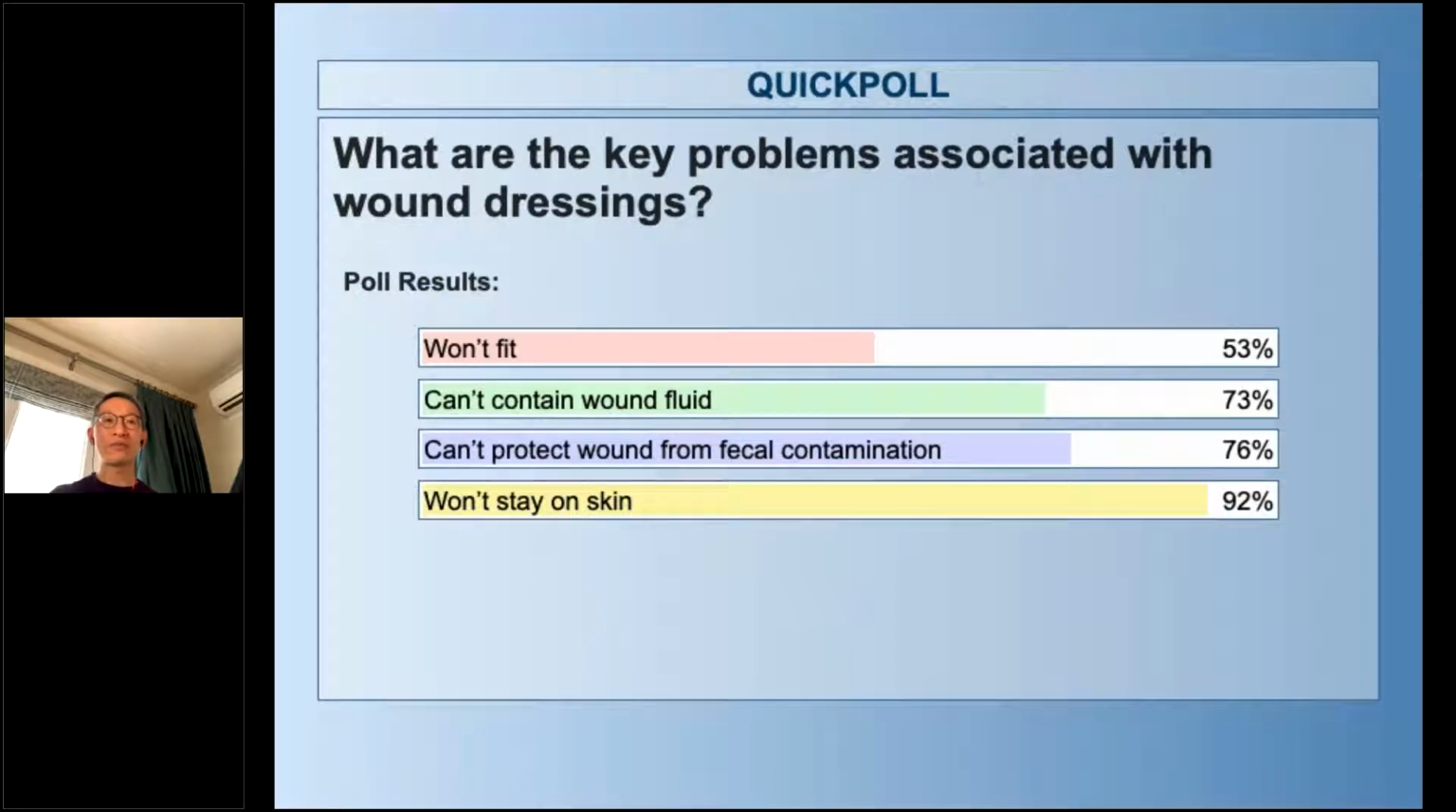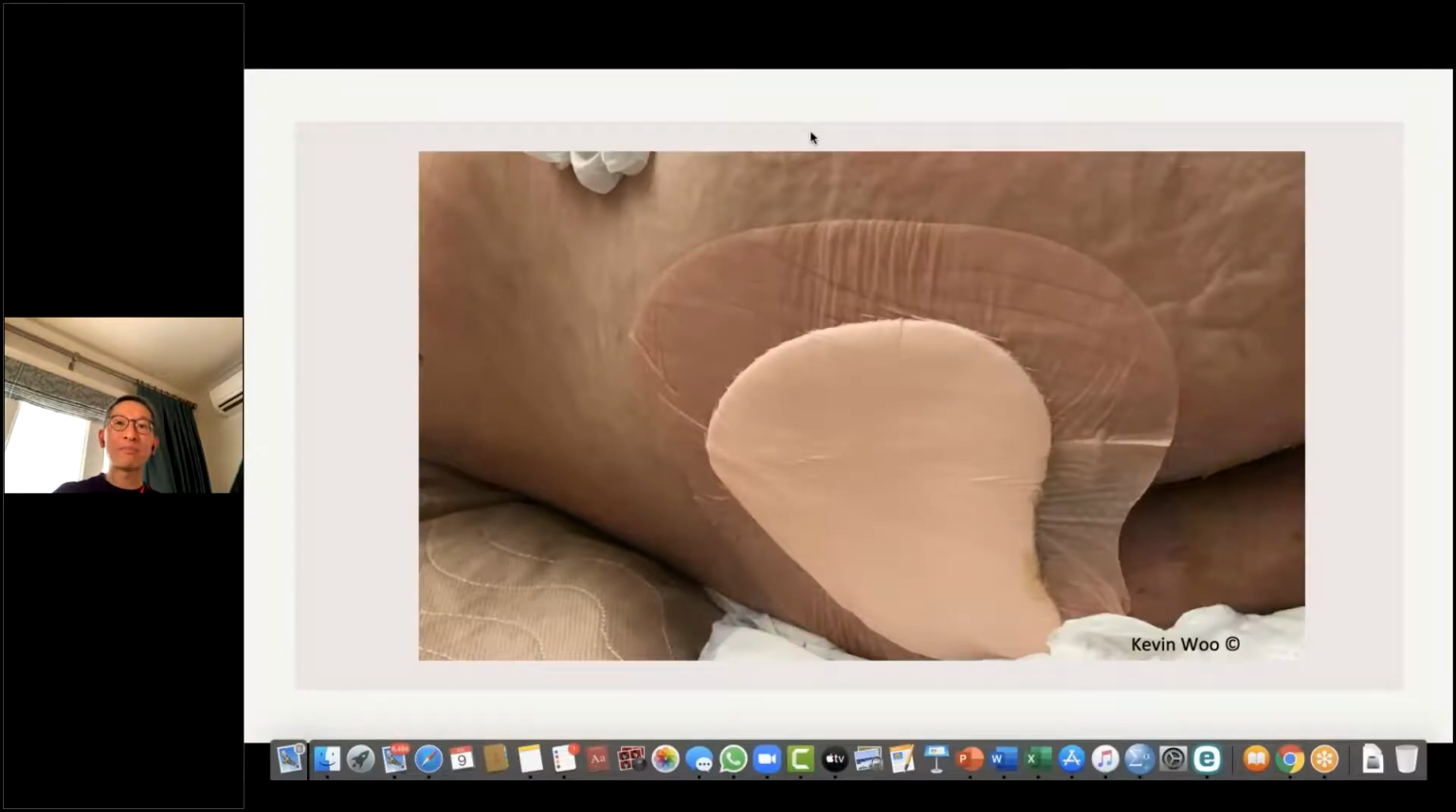I'm sure that you have seen pictures like this, or had some recent experiences of dressings that don't really quite conform to the contour of the body. In this case, what you can see here is a foam dressing that doesn't really quite conform to the contour, resulting in a big gap. And now the stool and urine can actually get in. Right now you can see the picture better. So you can see there are a lot of times that the dressing may not fit the contour of the body, and that's why it won't stay on the skin.